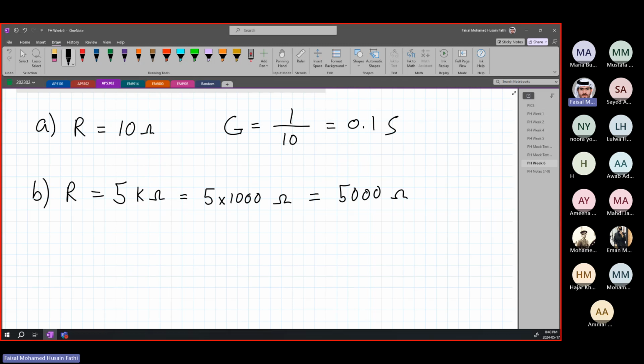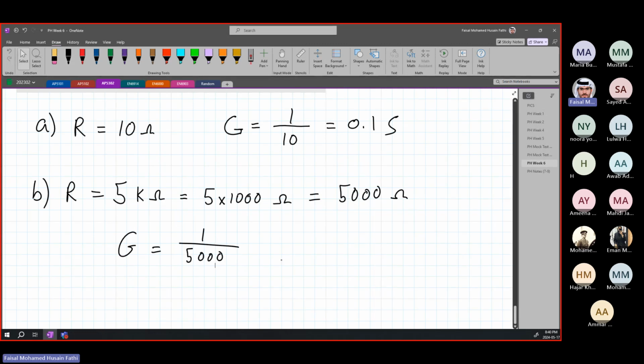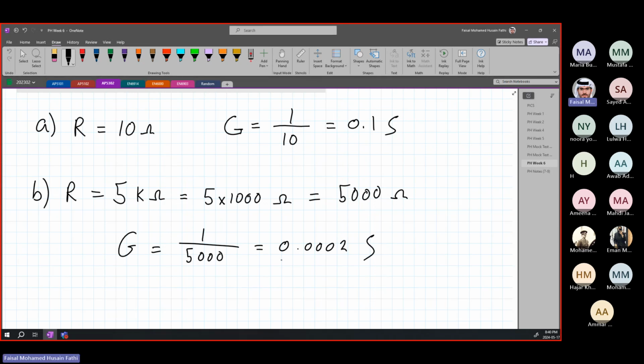So now when we want to find G, it is 1 over 5000. Make sure, this is the trick here, make sure your units are correct. So 1 over 5000 is going to be 0.0002 Siemens. Or, wait, let me double check. Yes, or you can simplify it and write it as 0.2 milli Siemens.